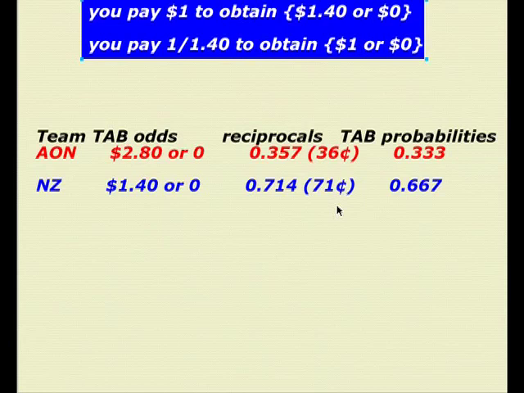If we were able to sell tickets back to them at the prices which they quote, so they had to buy or sell at these prices, then if they quoted prices of 36 cents and 71 cents, they could be made into a sure loser. Okay, got that idea?